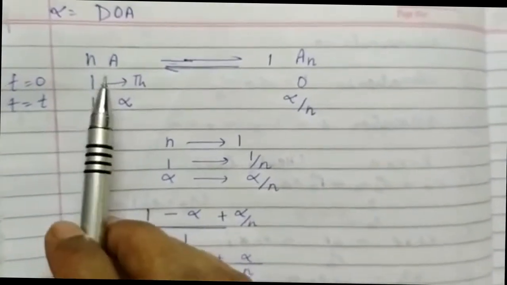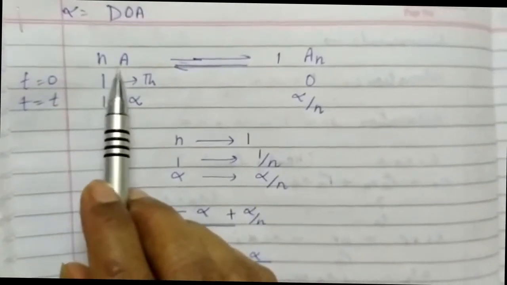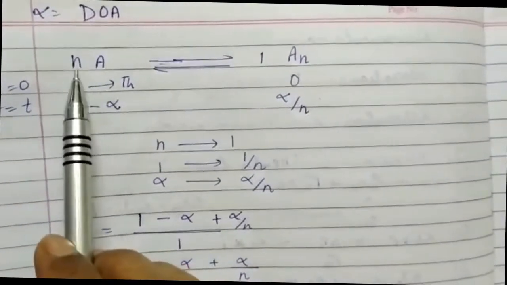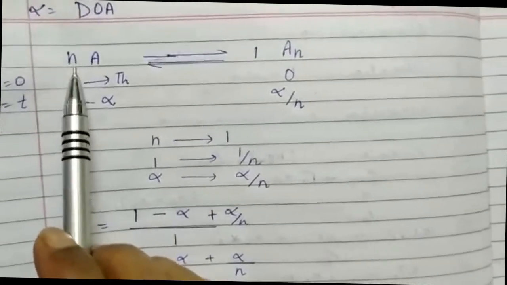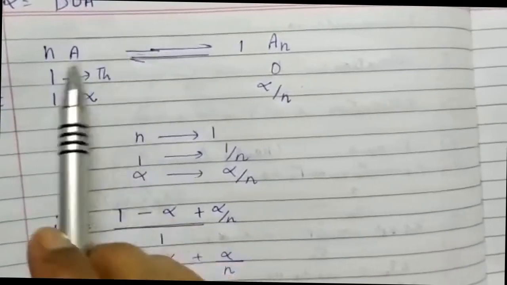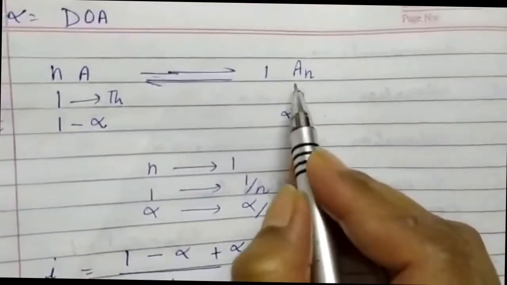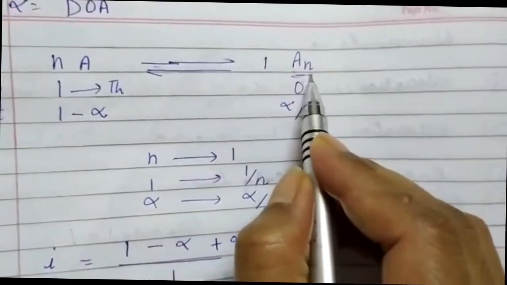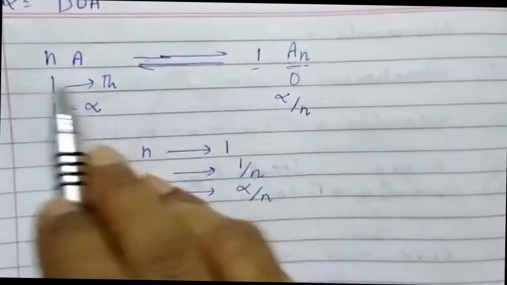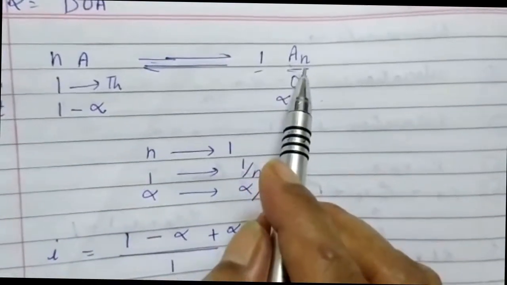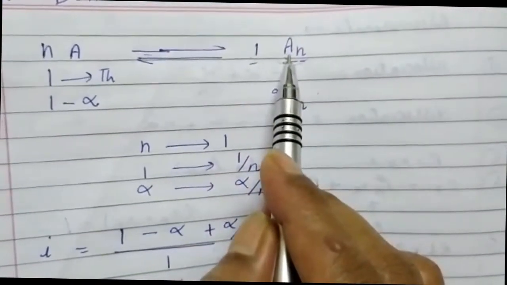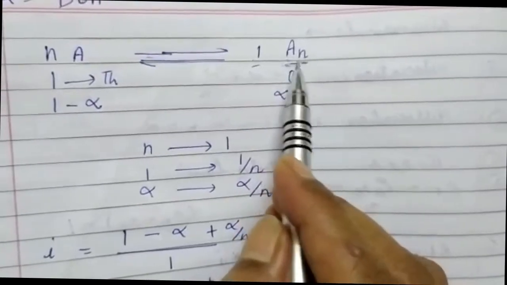Degree of association is represented here by alpha. Here we are taking another example: nA, where A is the weak electrolyte. How many particles of A are we taking? n, small n, is the number of particles. So nA, on dissolving in the solvent, will undergo association and will form An. n is the number of particles which had associated. So how many moles will form from n? One An, meaning A is the bigger particle, the associated particle formed by the combination of n particles.